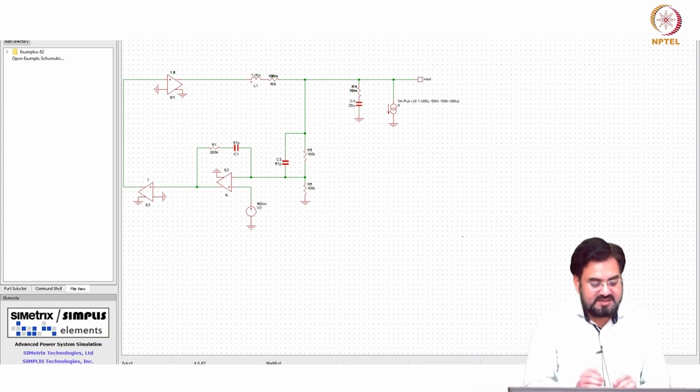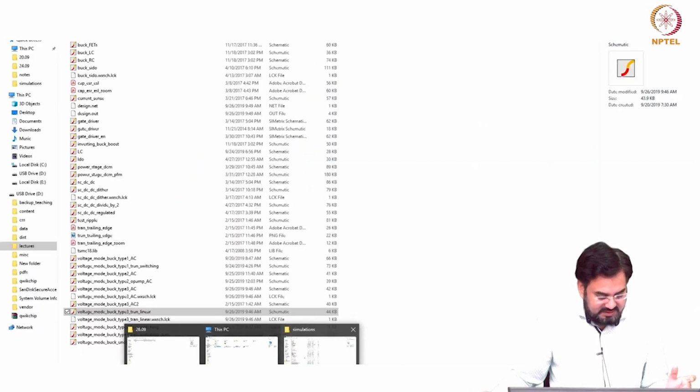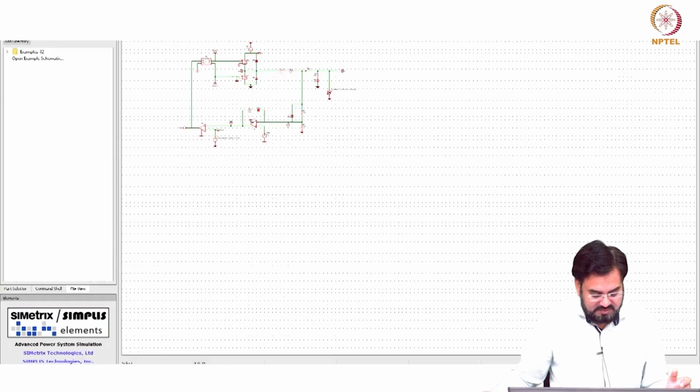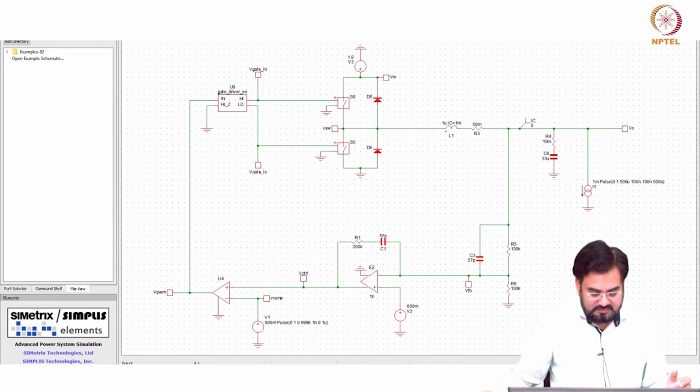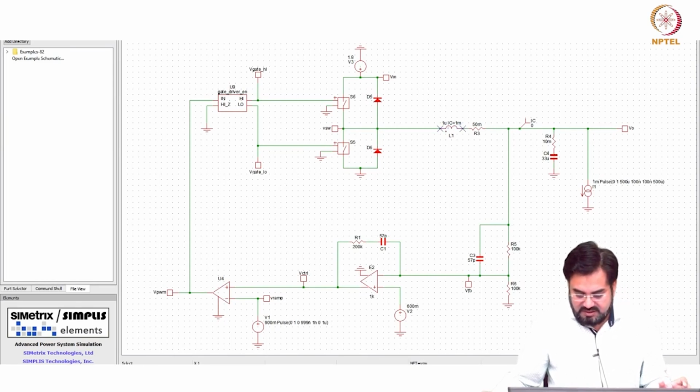So, I should be able to see the similar behavior in, so this is a linear model, continuous time. When I go back to my switching model, I should be able to see the similar response. Okay, so this is my switching model. I have kept the same values. I will change these.